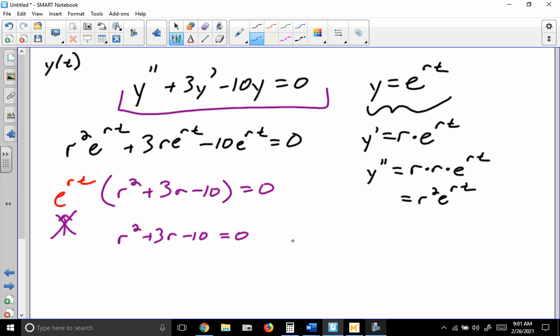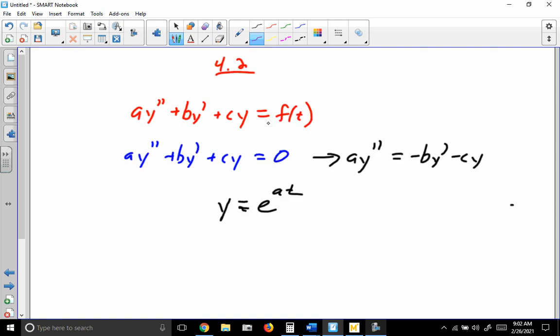So this is what we refer to as our characteristic equation, or sometimes an auxiliary equation. This allows us to find the values of r that will make e to the rt a solution of that differential equation.